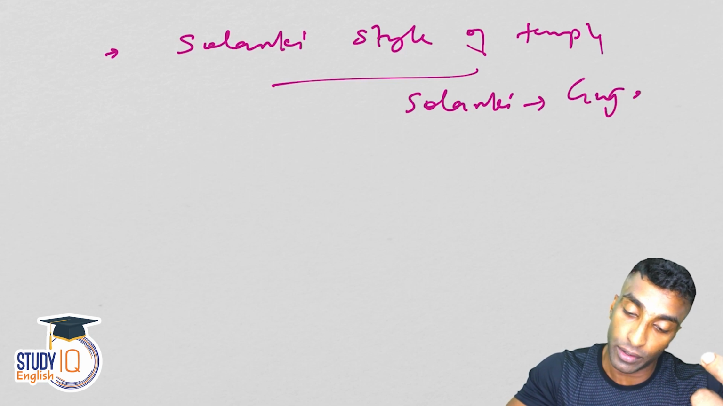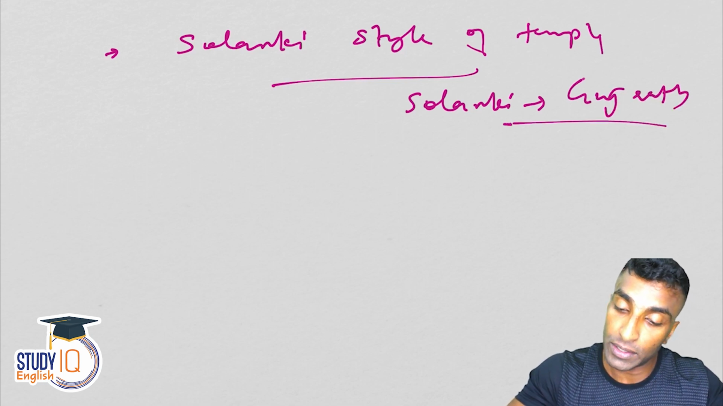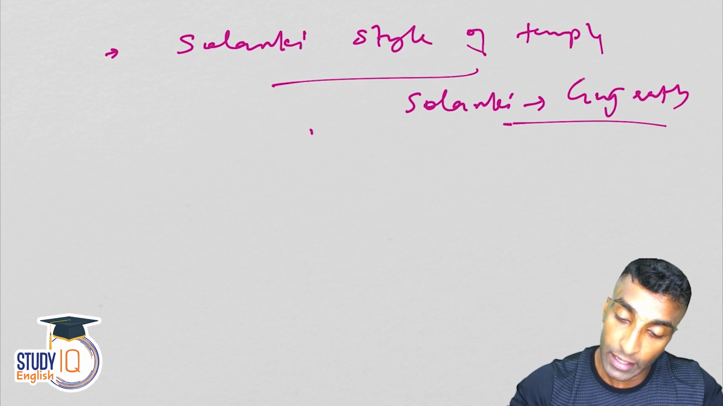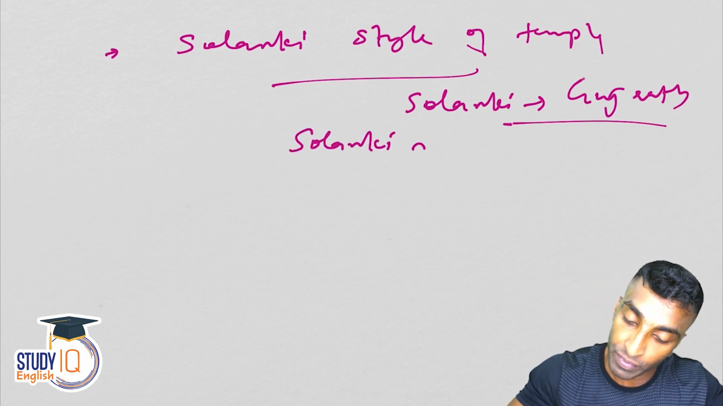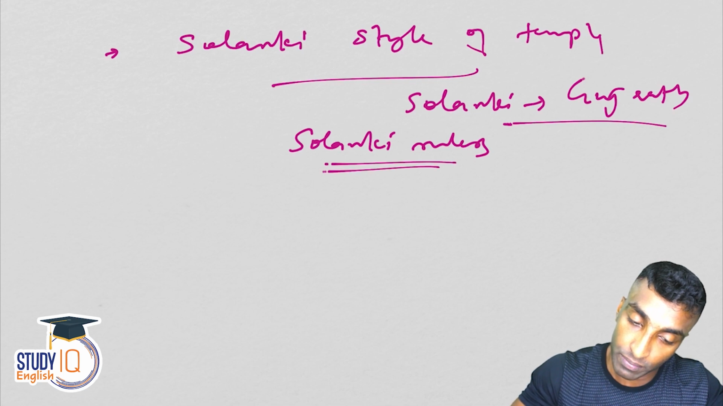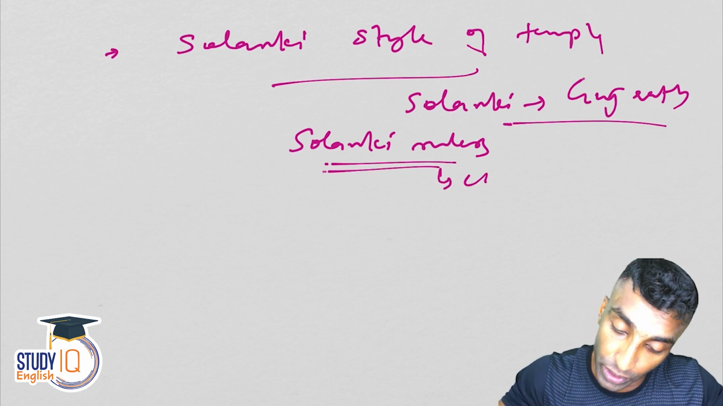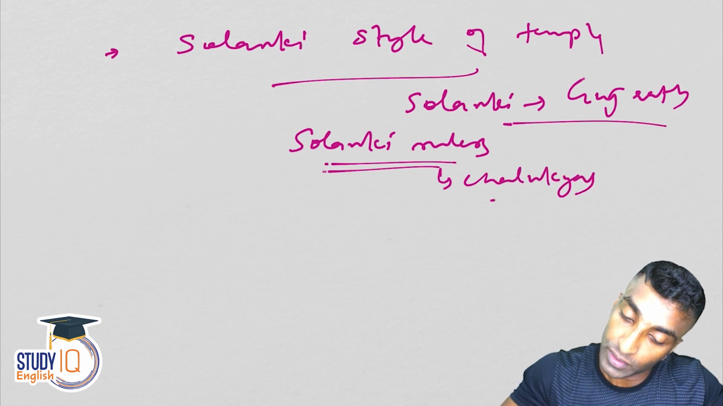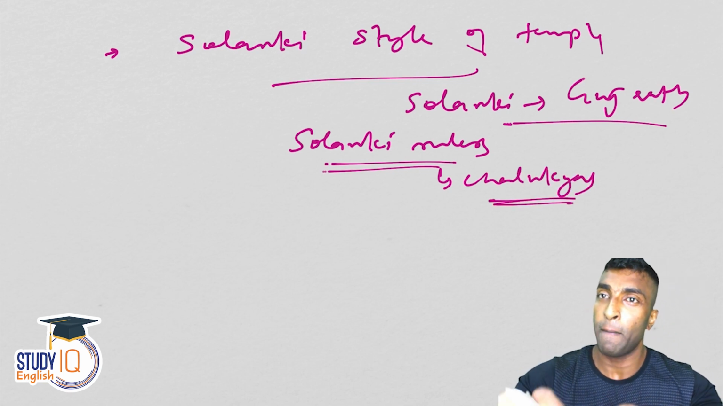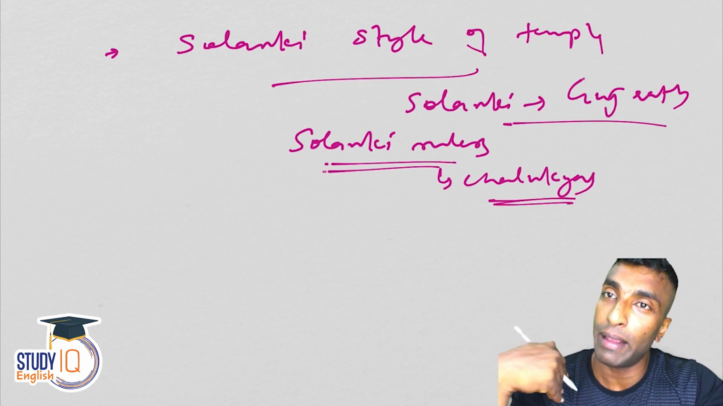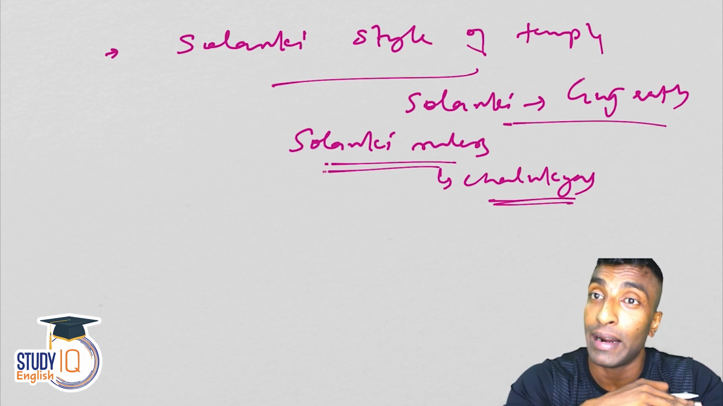Solanki, or Gujarat. So it was patronized by Solanki rulers, right? Before, I told you Chandela rulers. So it was patronized by the Solanki rulers of Gujarat, who were clans of Chalukyas. Now what do you mean by clans of Chalukyas? Clans means those who are from the same Gotra. Means these two are claiming they have a common ancestor.